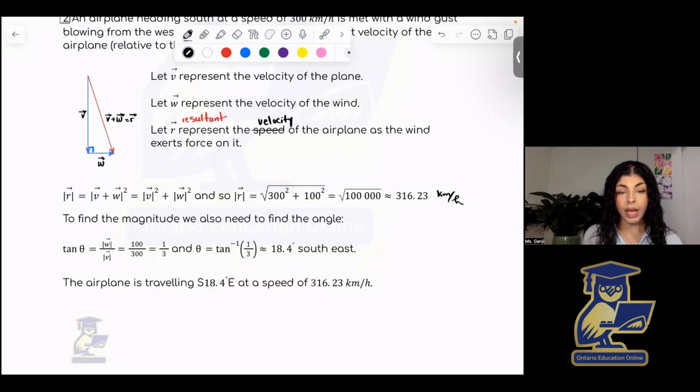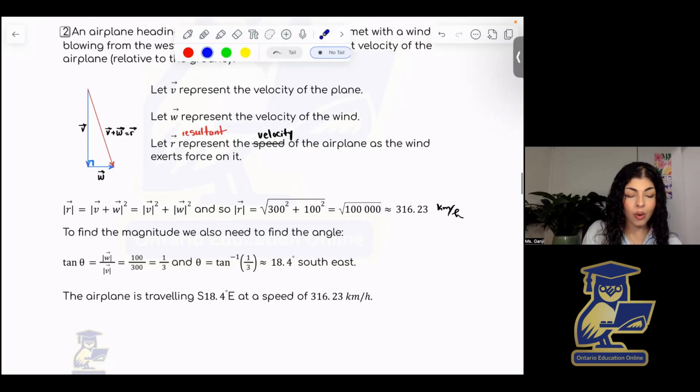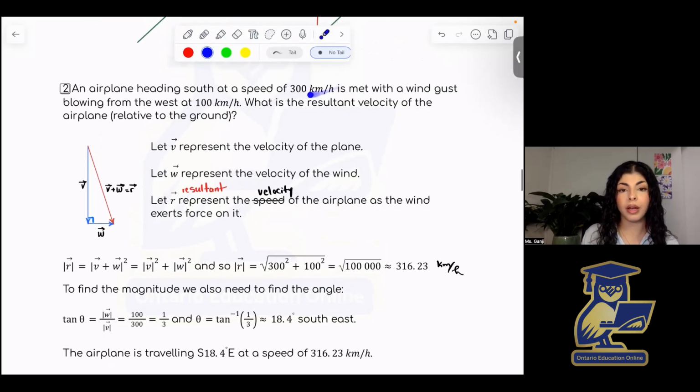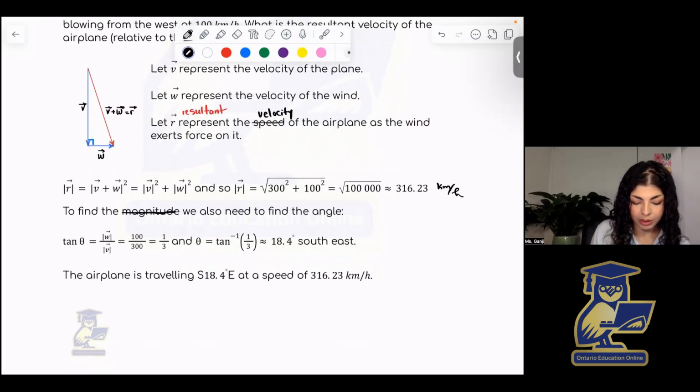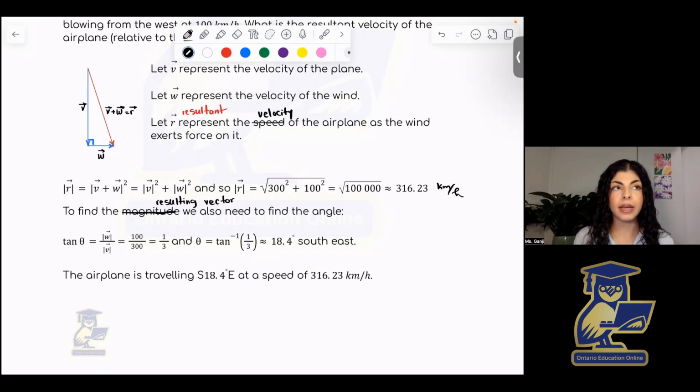And so we actually see that the plane is now speeding up. It's going at a greater speed, well, speed for now because we haven't added direction in. So this actually means the wind is pushing it and it's moving even faster than what it was, which was 300 kilometers per hour. So to find the resulting vector, because we already have the magnitude, we also need to find the angle, which tells us the direction.